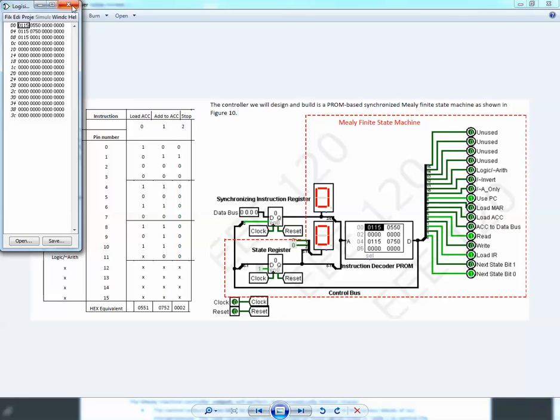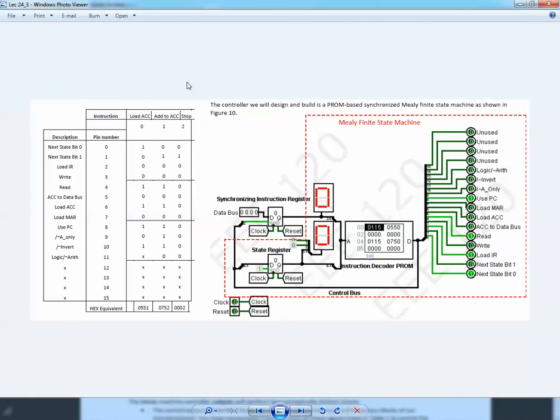Okay. Right now, what we are going to do is to make a little bit of modification. As you have seen, load ACC is implemented on a single clock cycle. The same goes for add to ACC, and the same goes for the stop signal. All of these instructions are done over a single clock cycle.